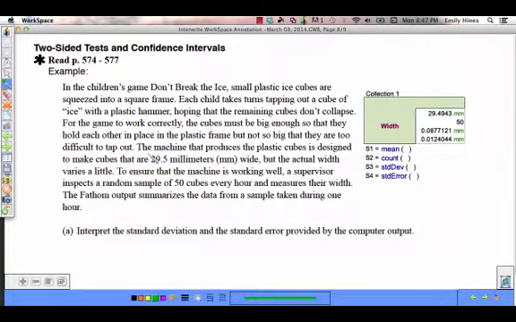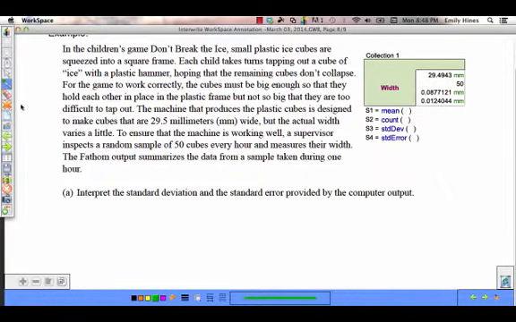There's a machine that produces the plastic cubes, and it is designed to make cubes that are 29.5 millimeters wide, but the actual width is going to vary a little. To ensure that the machine is working well, a supervisor inspects a random sample of 50 cubes every hour and measures their width. Okay, so here we have the output from 1 hour. Part A says to interpret the standard deviation and standard error provided by the computer output.